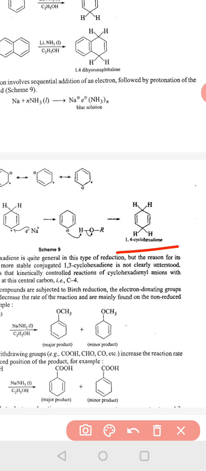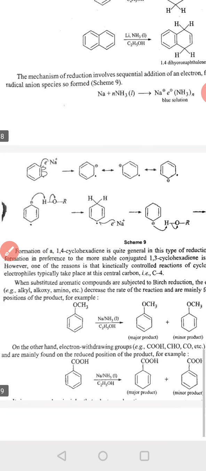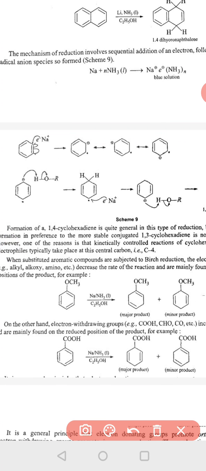Till now we have talked about the aromatic ring, but if substituents are present on the aromatic ring, then what happens and how does the reaction proceed? When substituted aromatic compounds are subjected to Birch reduction, the electron donating groups decrease the rate of the reaction, and these electron donating groups are mainly found on the non-reduced position of the product. Let's take the example of anisole.